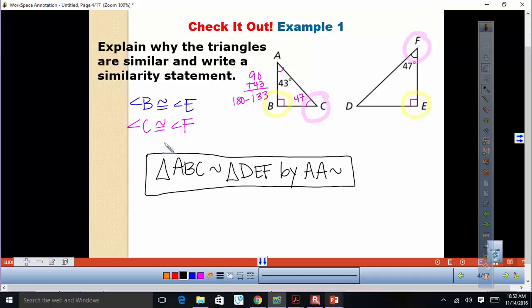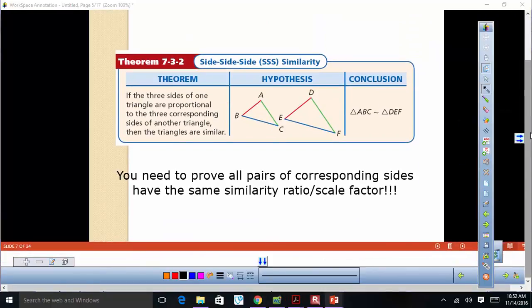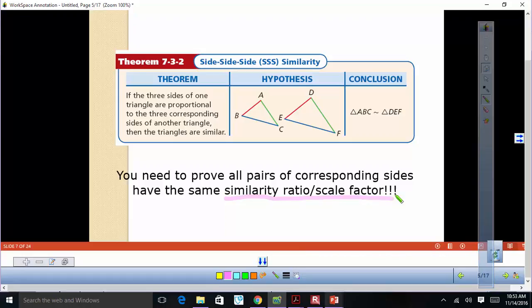So this time we're proving without the proofs. What do you think about that? Good? Okay, let's look at the next. The next would be side, side, side. Now, when we were talking about congruent triangles, all the sides were the same. This time, all of them are going to have similar ratio or scale factors. So they're not going to be equal, but they're going to have the same ratio or scale factor. Okay? Y'all ready to try an example of that?